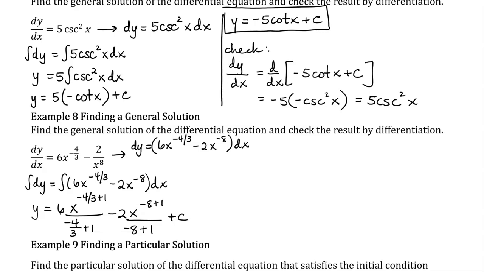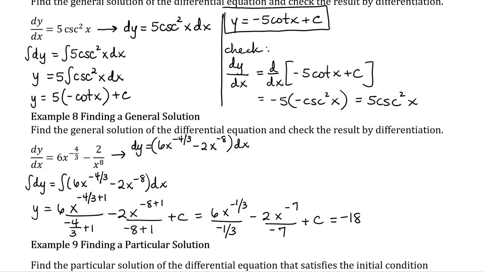And now I'm going to work on cleaning this expression up. So we have a 6. Negative 4/3 plus 1 is a negative 1/3. And then negative 8 plus 1 is a negative 7. Do not forget to keep that constant of integration. 6 divided by a negative 1/3 is the same thing as 6 times negative 3, which is a negative 18.